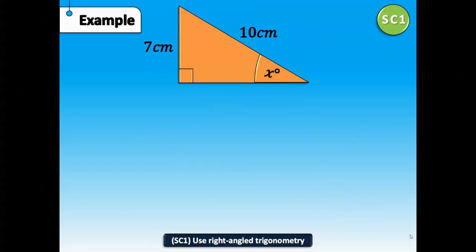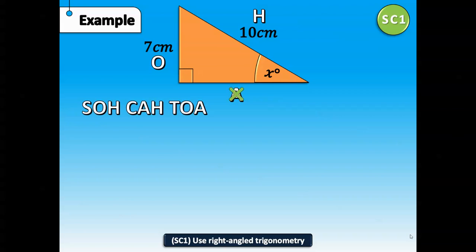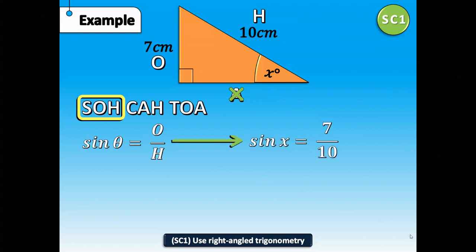Here's another example. This time I want to find the angle x. So I label up my sides. And this time, when I think of SOHCAHTOA, I've got O and H. So that means I'm going to use SO, which means I use sine. So sine x equals 7 over 10, the opposite over the hypotenuse.